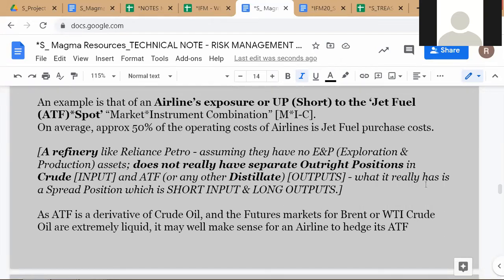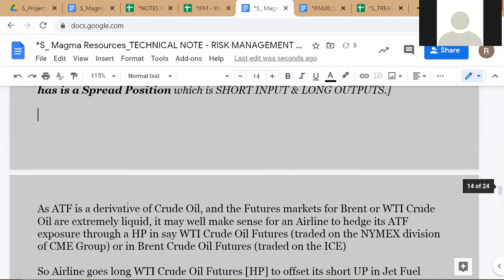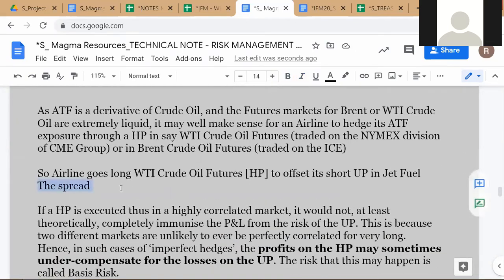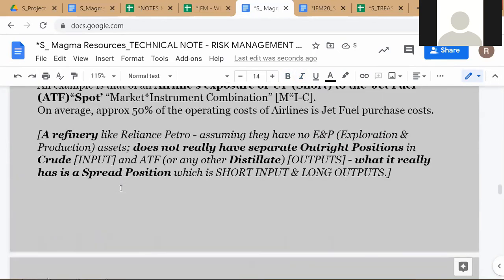Okay, so that's why I'm saying what it really has is, you can write it here actually. We are going to write this here. Let me see if I started writing somewhere else. The spread. Okay, so we'll take this from here. Okay, so the spread is, in the case of the refinery, short input and long outputs. Okay, so we can say it's short crude and long distillates. Okay, and distillates are all these things like heating oil, gasoline, ATF, etc. Okay, then what it really has is a spread position.